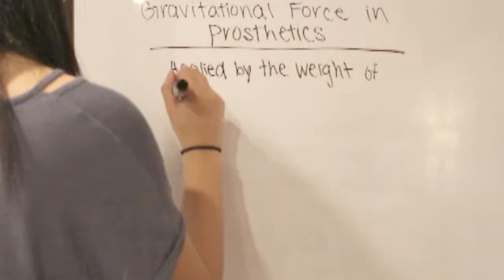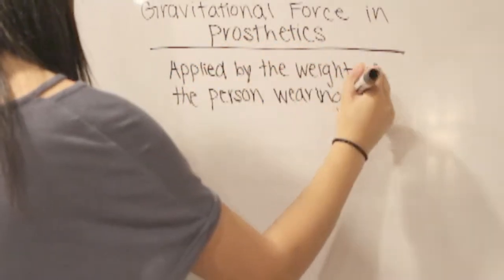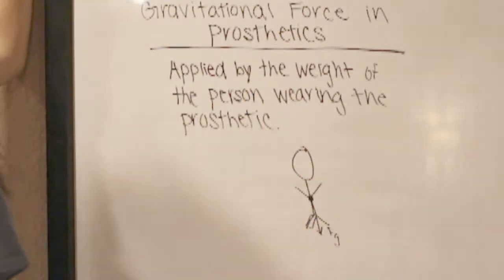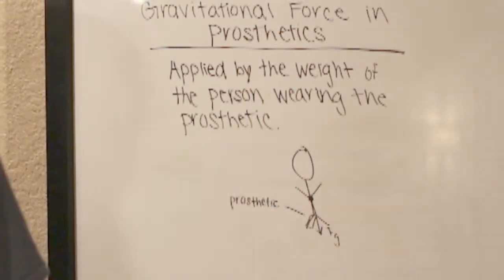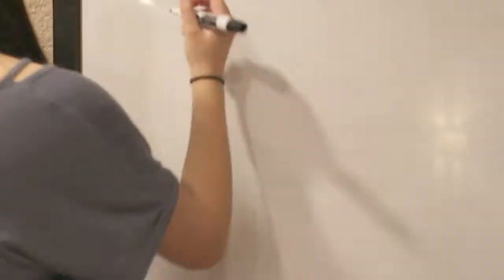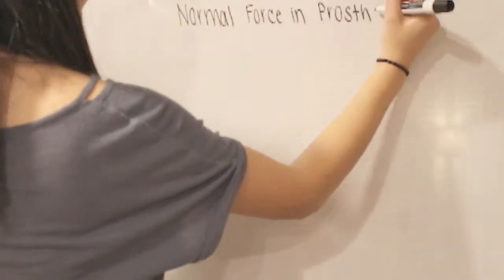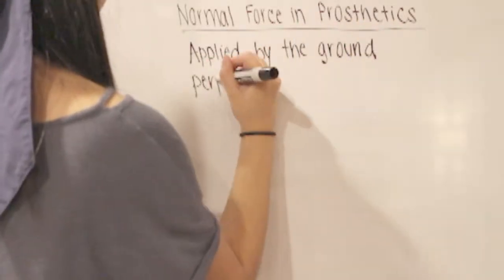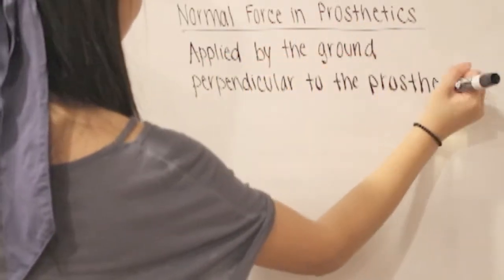It is applied by the weight of the person wearing the prosthetic, and creators of prosthetics need to be wary of this force in order to create a prosthetic that is sturdy enough to withstand the weight of the person wearing it. Next is the normal force in prosthetics. This force is applied by the ground, perpendicular to the prosthetic when one is walking.